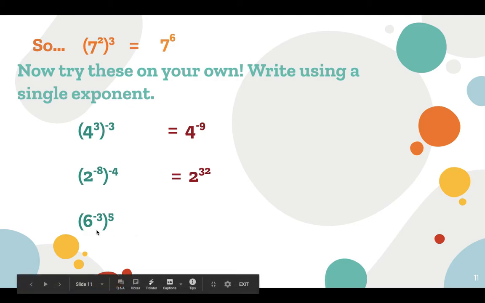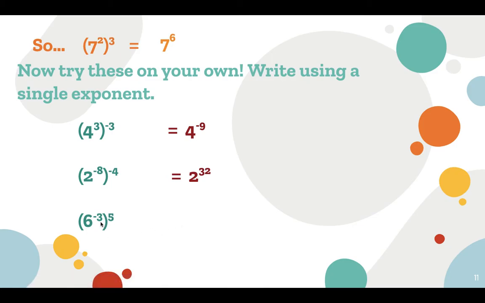And our last one, 6. We'll keep our base. We're going to multiply our exponents. Negative 3 times 5. They're opposites, so our answer is going to be negative. So 3 times 5 is 15. So our answer is going to be 6 to the negative 15th power.